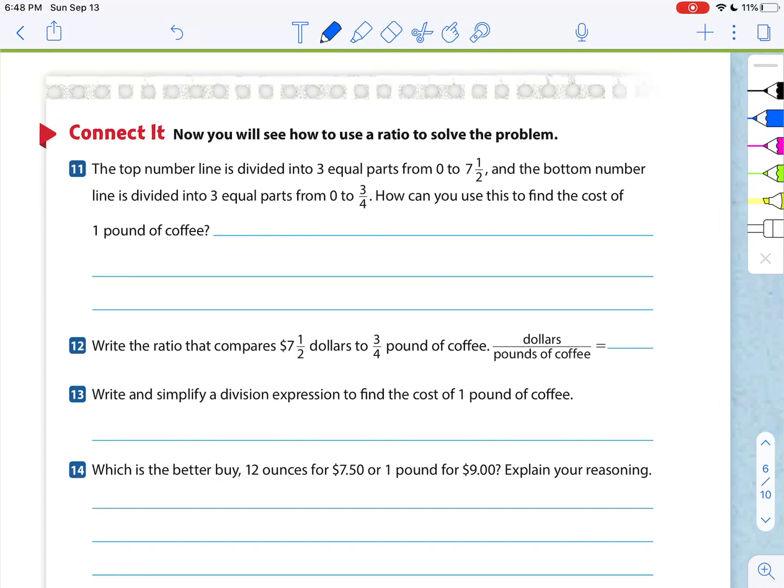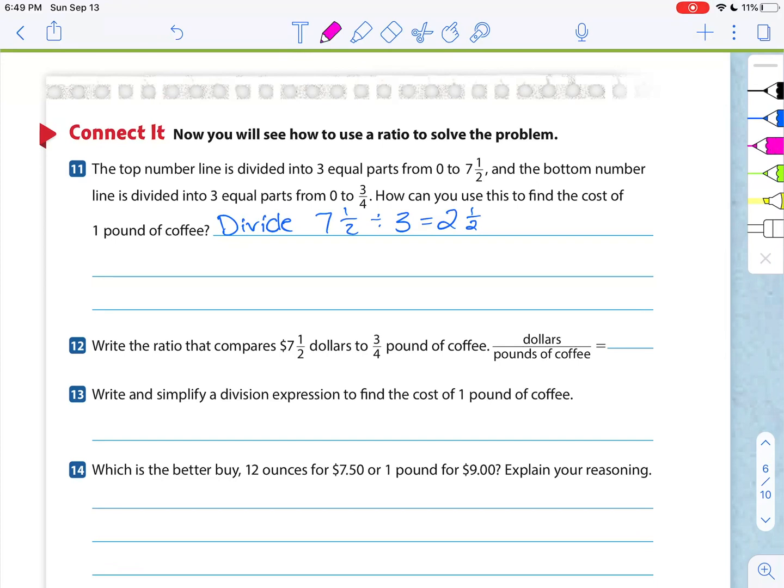So remember, with unit rate, our big word that goes with unit rate is to divide, because you're trying to find out how much it costs for 1. Because we know it's $7.50 with 3 sections, we can divide 7.5 divided by 3. And 7.5 divided by 3 gives us 2.5.